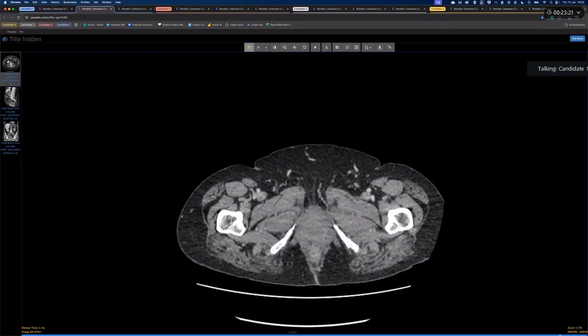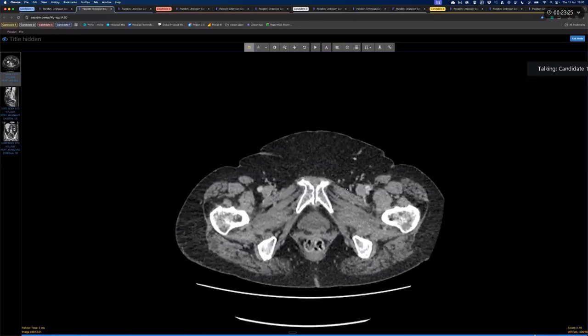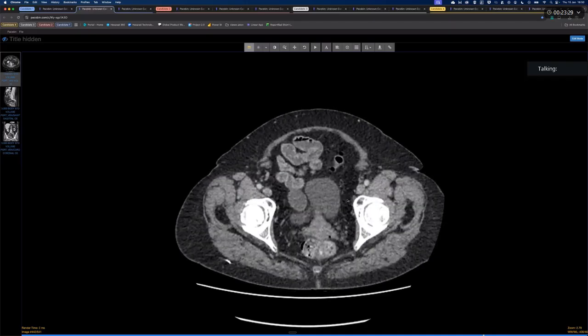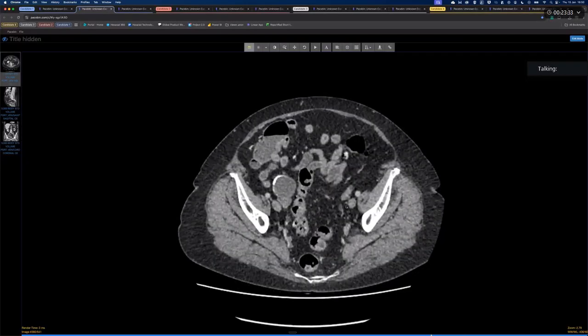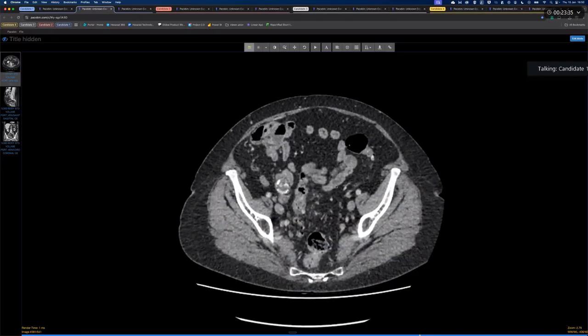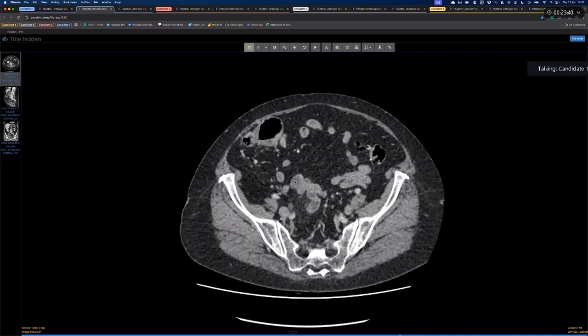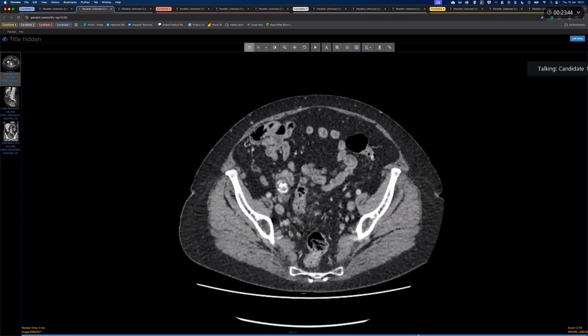So I would like to go systematically in this study as I couldn't appreciate any abnormality on my first view. There is a right adnexal cyst with peripheral enhancement or calcification, which I would like to verify with a silver plane study.